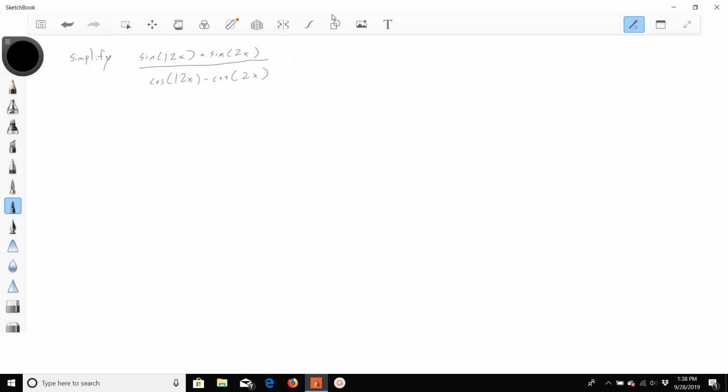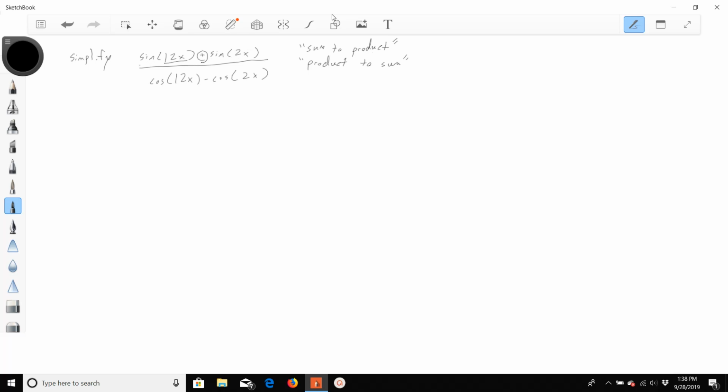So what we're going to do is whenever you see a problem like this where you've got big coefficients in front of your angles like 12x or 14x or 7x or 5x, we're going to be using two types of formulas. We're going to be using sum to product formulas and product to sum formulas.